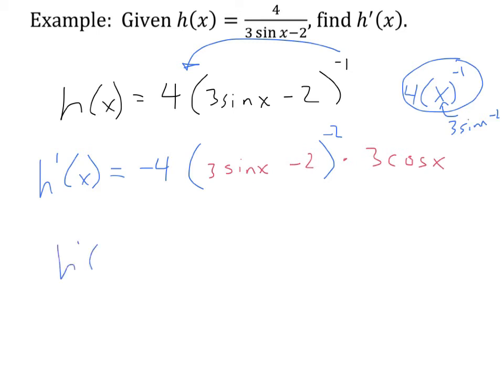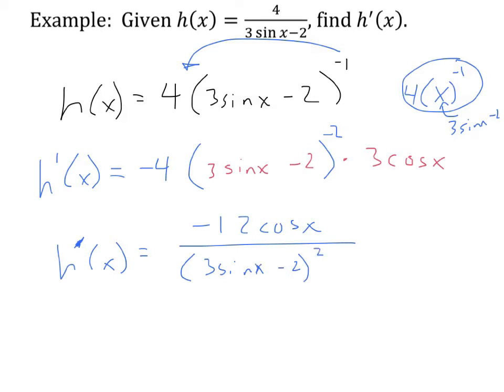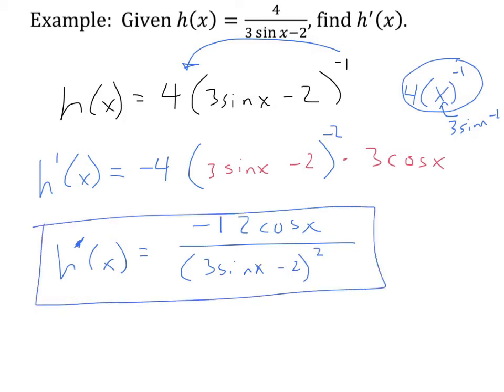We'll have h prime of x is, there we go. In the numerator we've got negative 12 cosine x, and in the denominator we have 3 sine x minus 2 squared. And there it is. There's our derivative, right? Again, I really feel like we would have made a huge mess of this if we hadn't stopped to think about how I can write it as a composition of functions that we know and that we can work with.